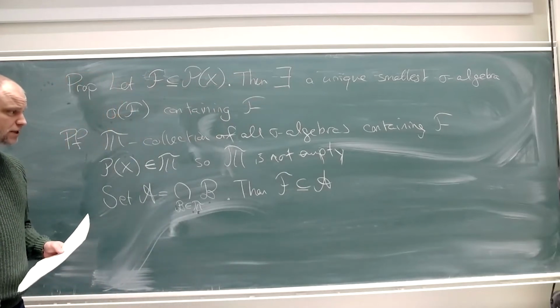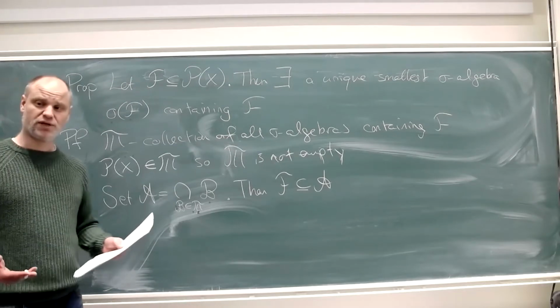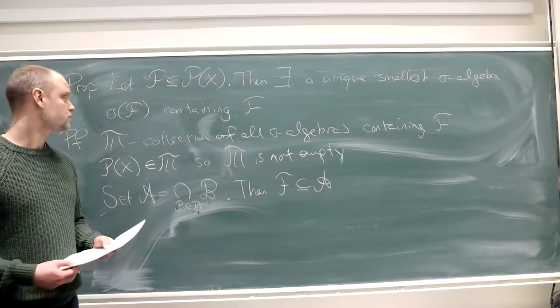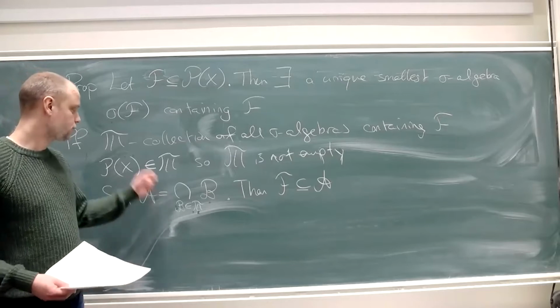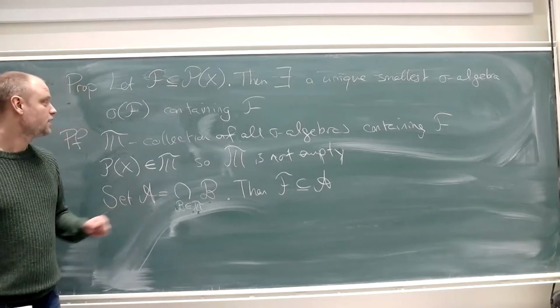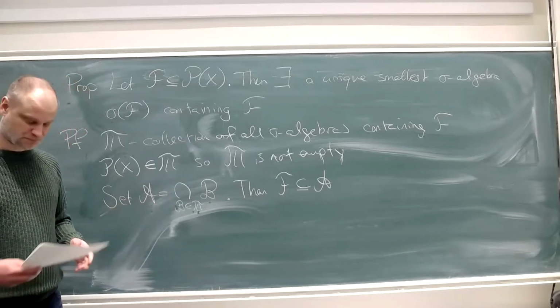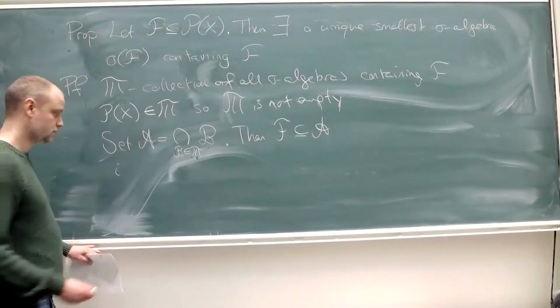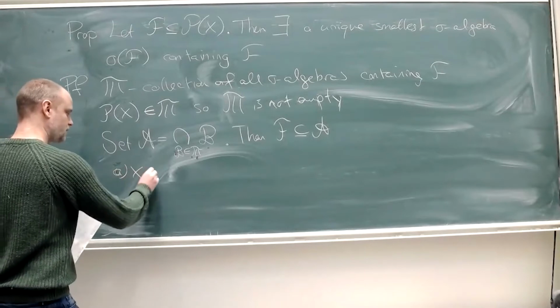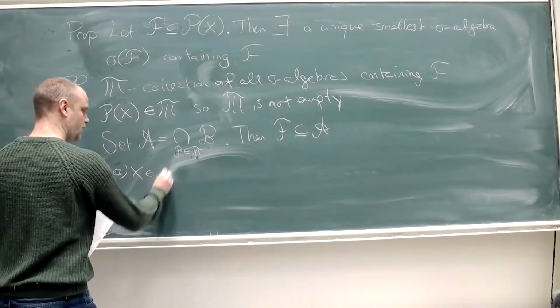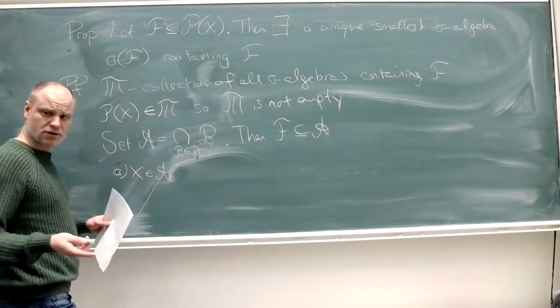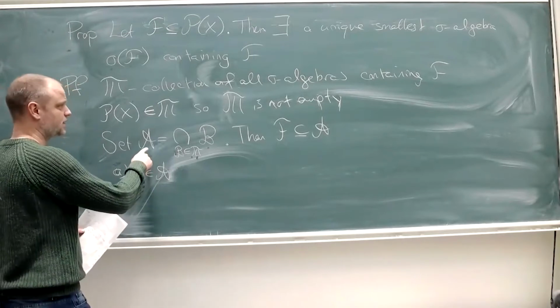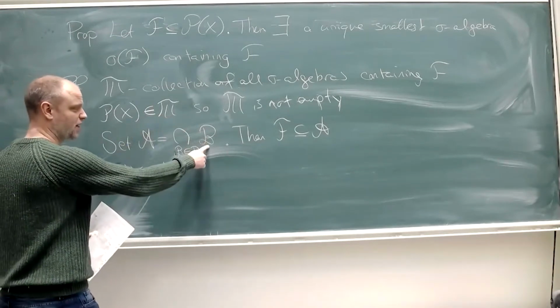All right, so then now it only remains to prove that this new object here, A, is a sigma algebra. So we need to check first that X is in A, but that's kind of trivial because X is in all sigma algebras.